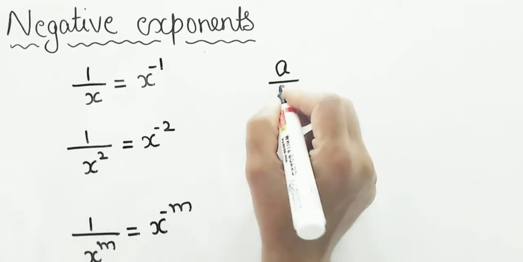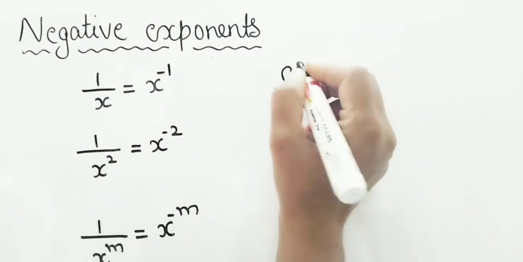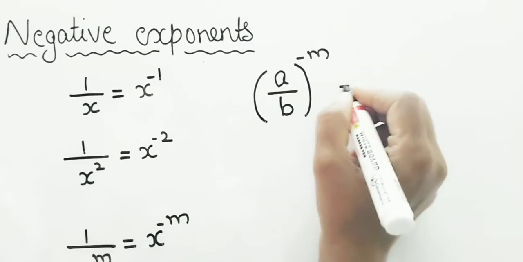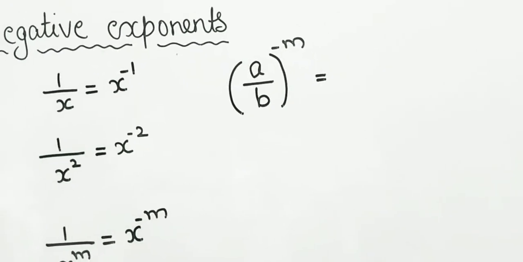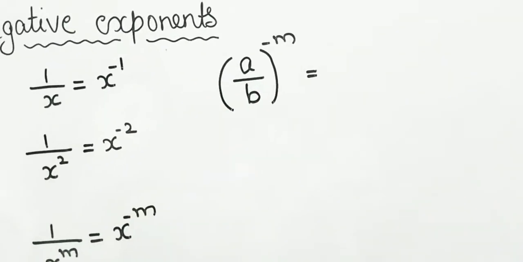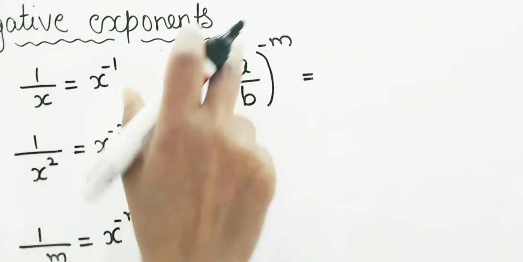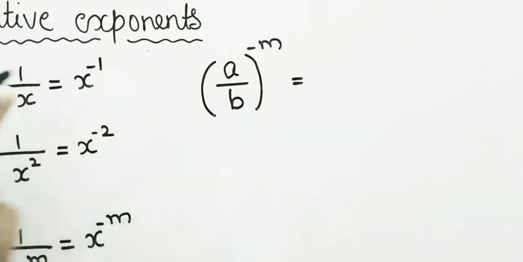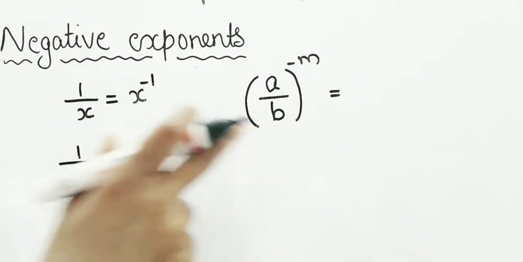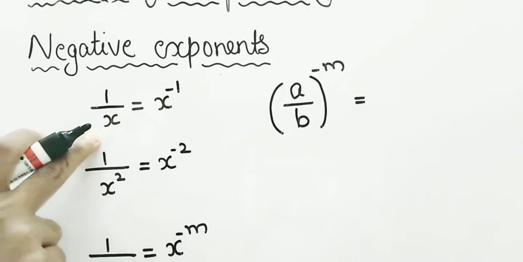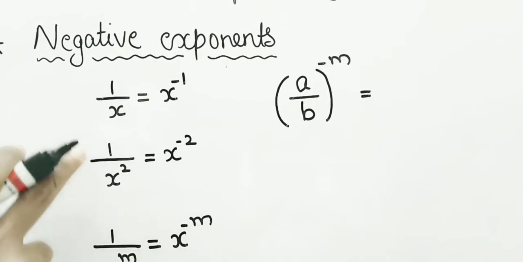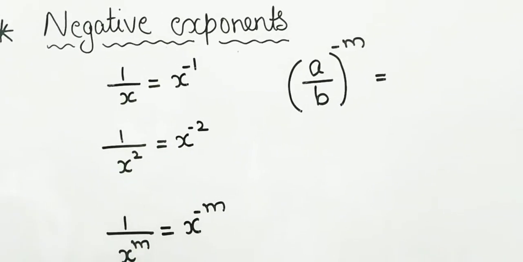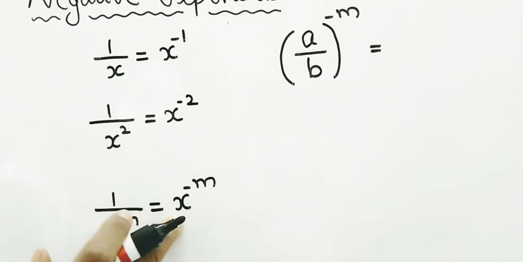If a by b to the power minus m, so here the power is negative. We have to change the power into a positive power. The negative power must be changed into positive, so we must take the reciprocal of a by b. Here 1 by x is the reciprocal of x. 1 by x square is the reciprocal of x square. 1 by x raised to m is the reciprocal of x raised to m.